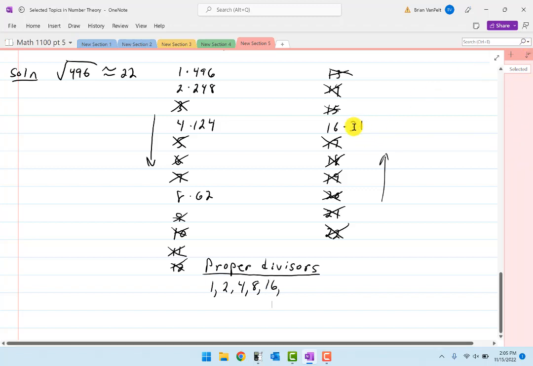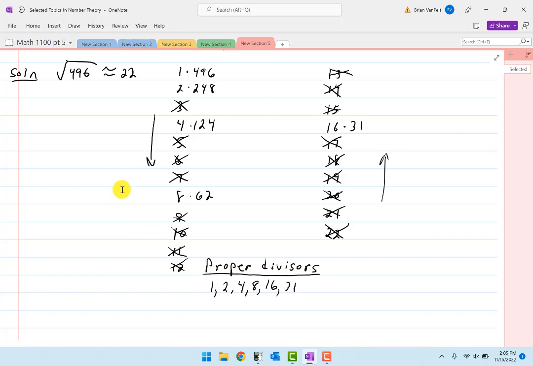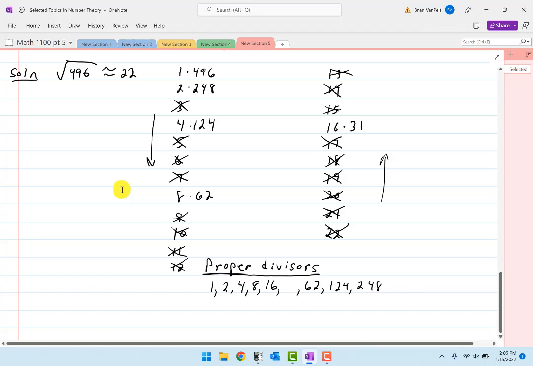And now if I reverse my direction, I've got 31, 62, 124, 248, and stop there. Remember, we're talking about proper divisors, so I'm not talking about all of the ones.